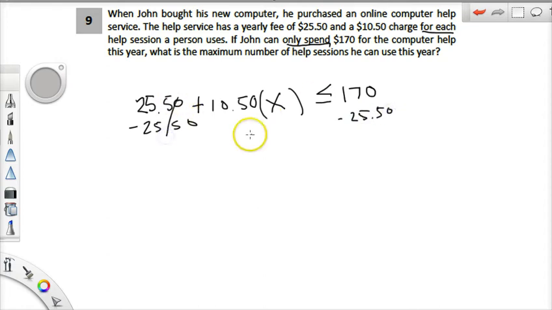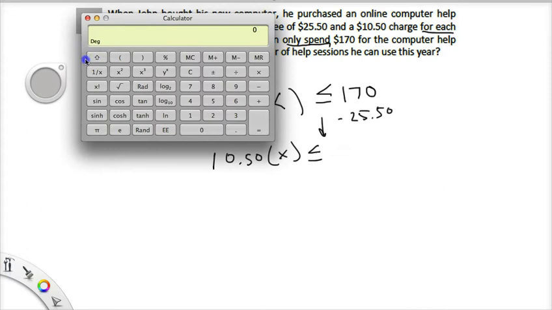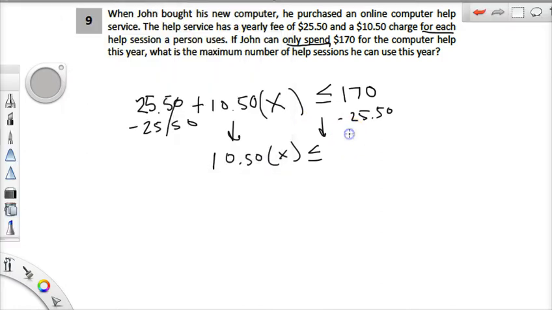All right, this cancels. Bring this term down. We're left on the left-hand side with 10.50x. Bring down the inequality sign, keep it the same, and we got 170 minus 25.50. All right, and so we get 144.5.